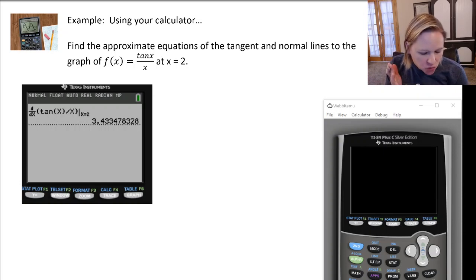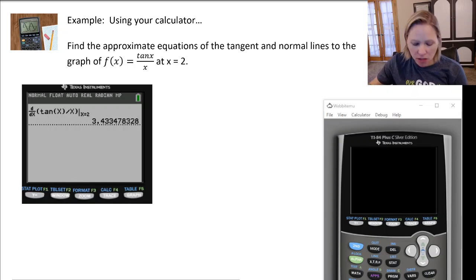So when we want to find the equations for a tangent or a normal line for this graph, we need to remember that the slope is the derivative at that point of tangency. The x and the y value that we're going to use are the x that's given to us, here it's 2, and then we need to find the y value of the function. So we actually need to find f of 2.